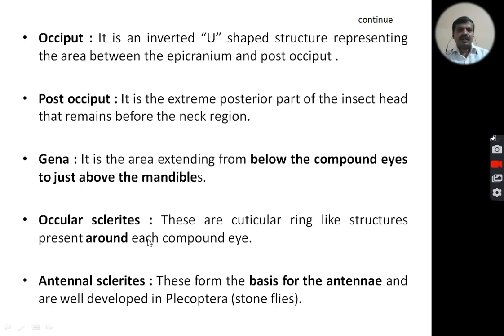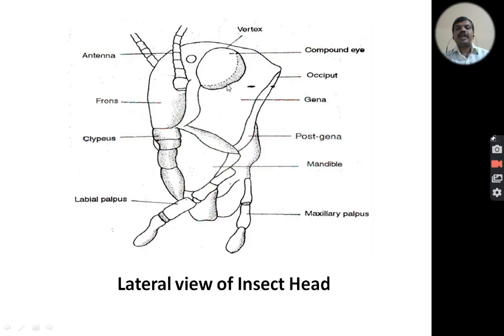Next is ocular sclerites. These are cuticular ring-like structures present around the compound eye. So these are the sutures which are always present around each compound eye.